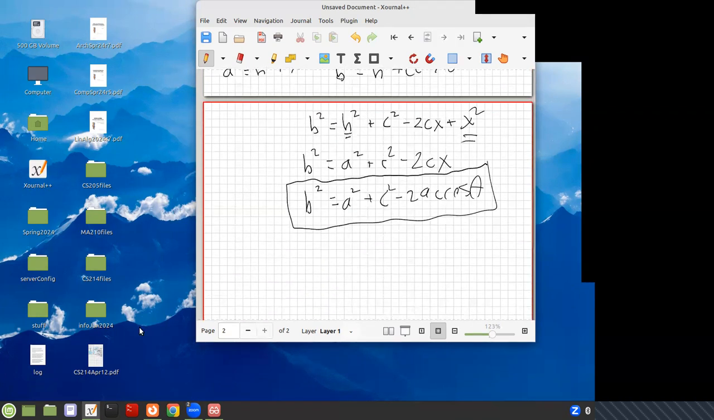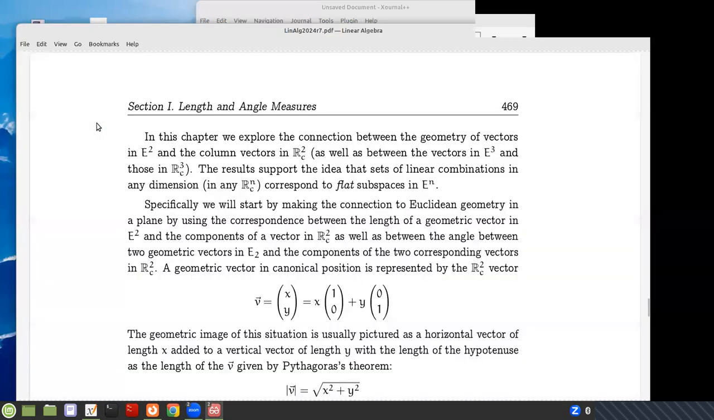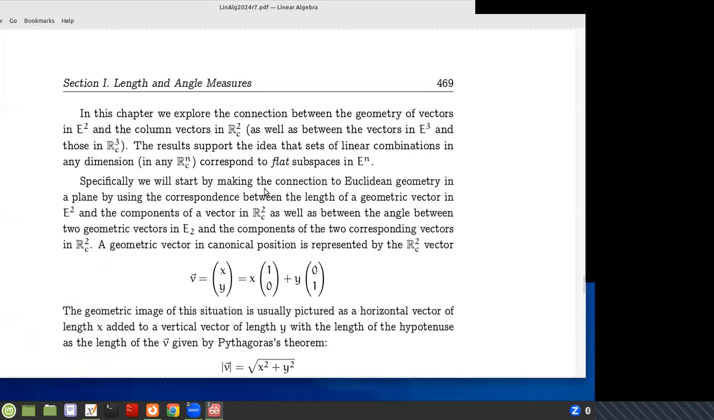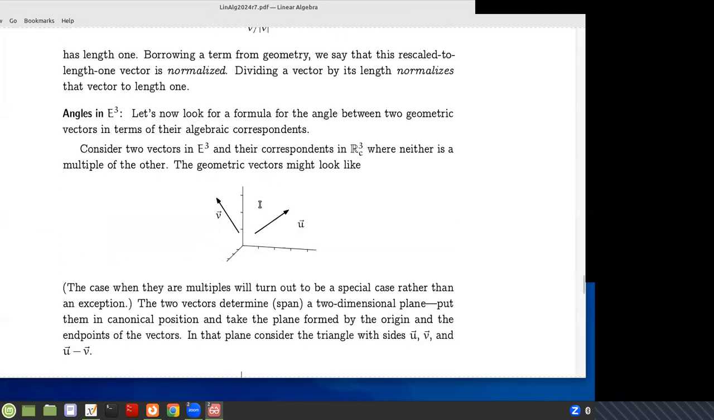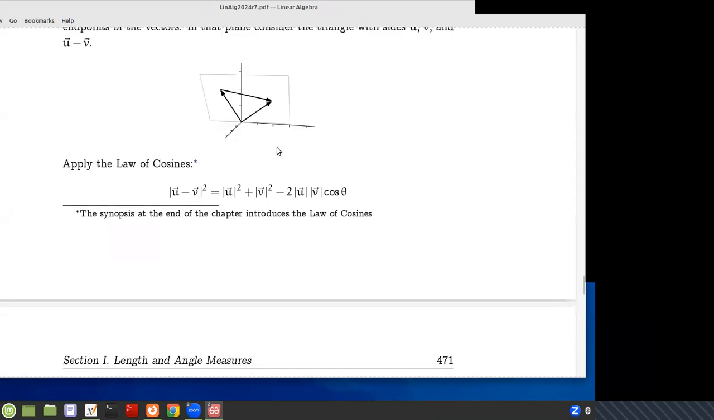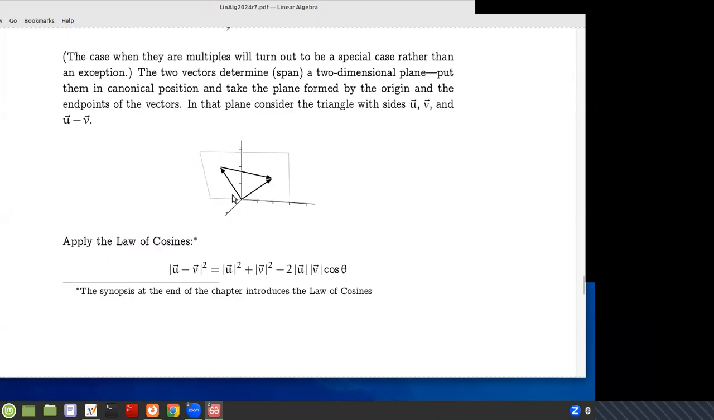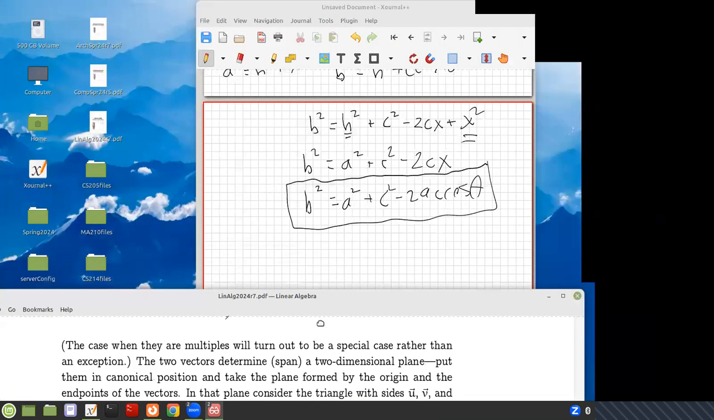Let me show you where we are in the text. Oh, the wrong textbook. Okay. Here's this length formula. So here's the picture that you're at. You've got a vector here, and the cross vector here. Well, that's what we want.